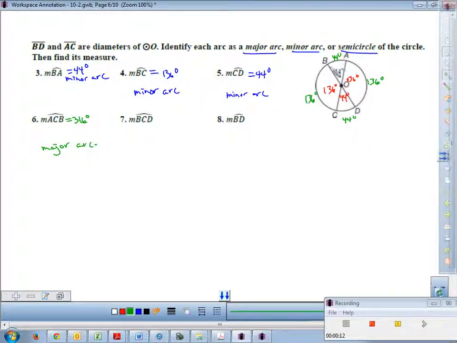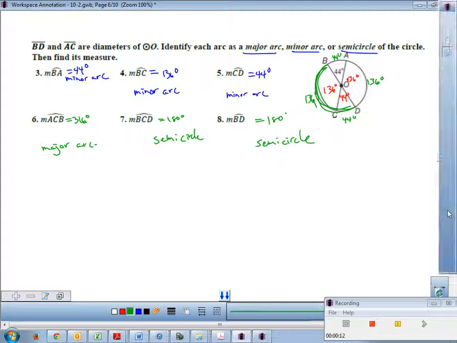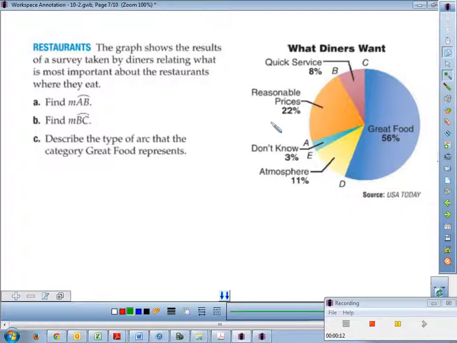Measure of arc BCD, from B to C to D, that's right here. Well, that's a semicircle because it measures 180 degrees. And measure of arc BD is also a semicircle because it doesn't matter which way you go around. They kind of tried to get a little tricky, that's why I got confused, but semicircles measure 180 degrees. And then here, reading the pie chart, you know there's 360 degrees possible.